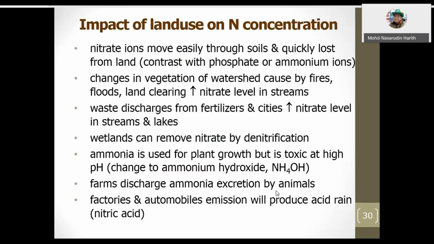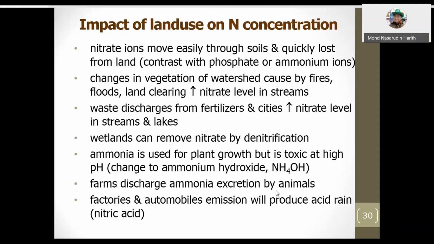These are the impacts of land use on nitrogen concentration. Nitrate ions move easily through soils and are quickly lost from land, in contrast with phosphate or ammonium ions. Changes in vegetation of the watershed caused by fires, floods, and land clearing can increase nitrate levels in streams. Waste discharge from fertilizers and cities increases nitrate levels in streams and lakes. Wetlands can remove nitrate by denitrification.